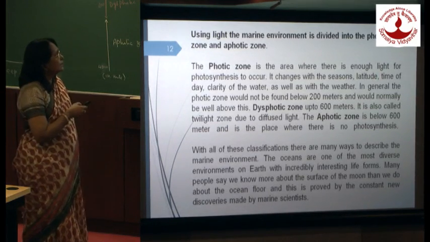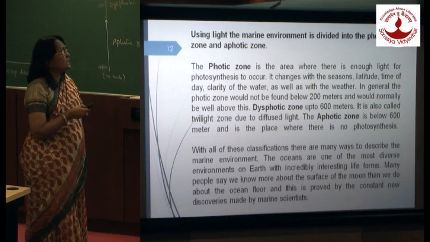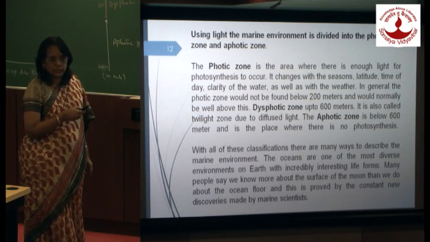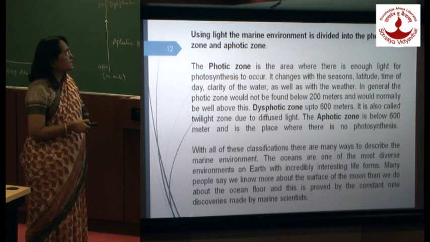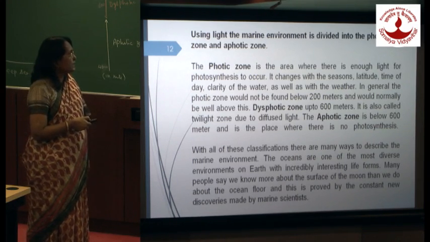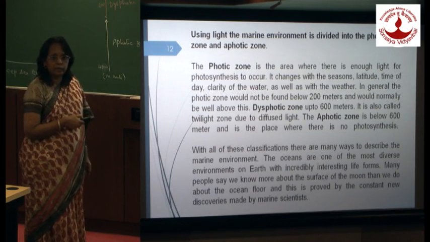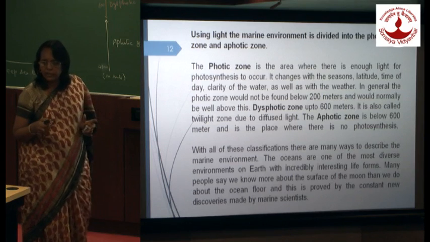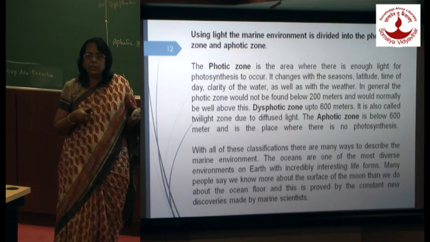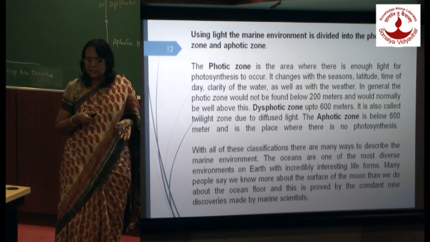Now, photic zone is the area where there is enough light, which I have discussed, and that's photic up to 600 meters, also called violet diffuse light, and aphotic is with no photosynthesis. Now, with all these classifications, there are many ways to describe the marine environment. I mean, marine environment is still unexplored. In fact, I'm taking you down to explore the marine environment, alright?